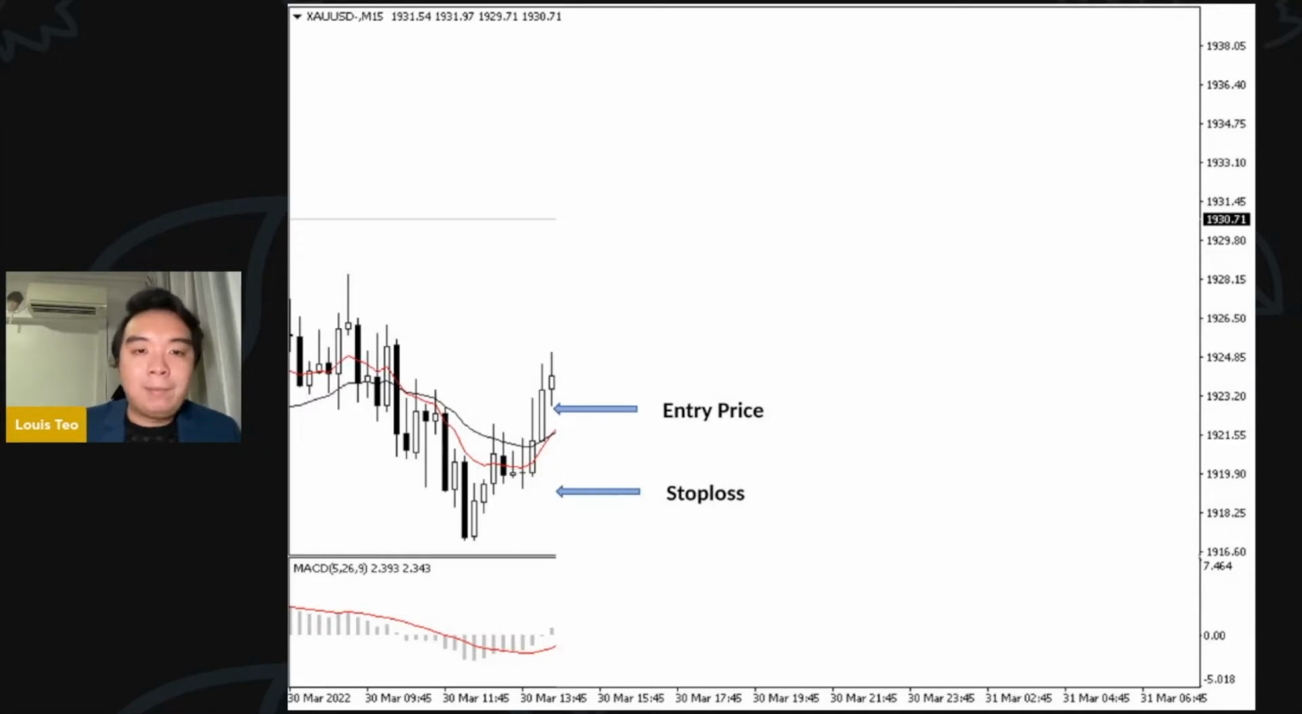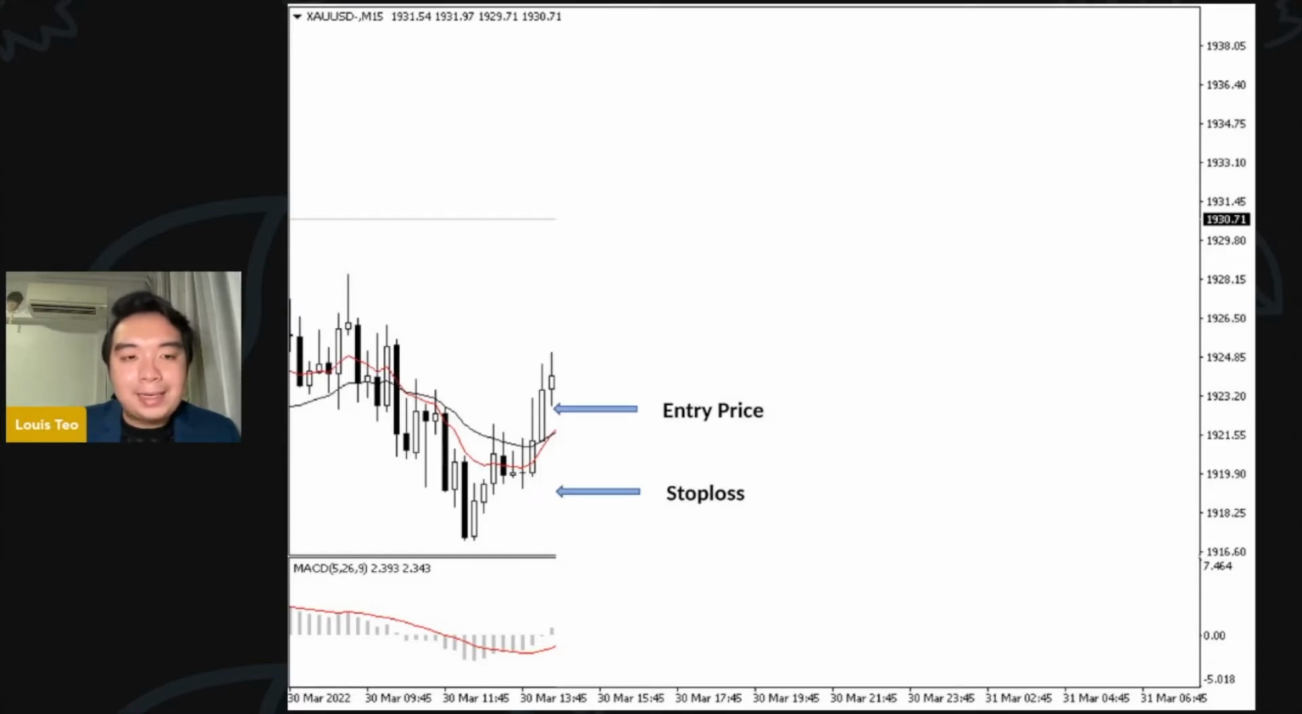Okay, so this is one example of a long entry. This is a gold chart on the M15. As you can see, the EMA 9 and 20 have crossed each other. Maybe a bit hard to see, but it actually crosses above. The entry price is over here. Basically, once it crosses, we will enter. Stop loss will be two candles below, as you can see over here.